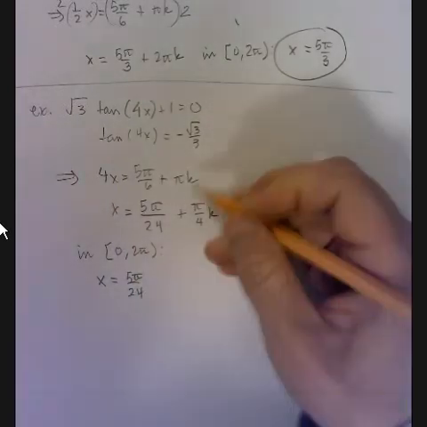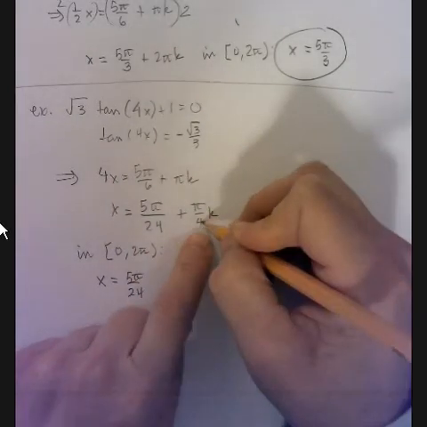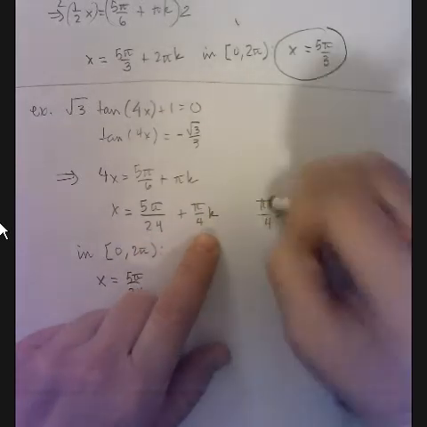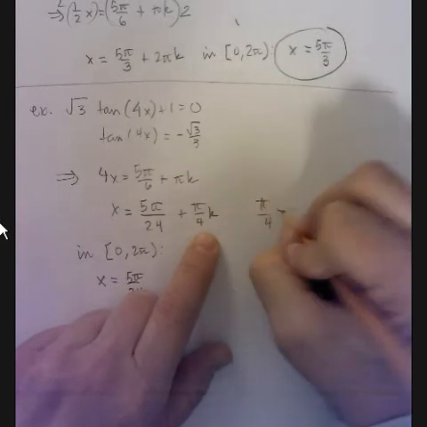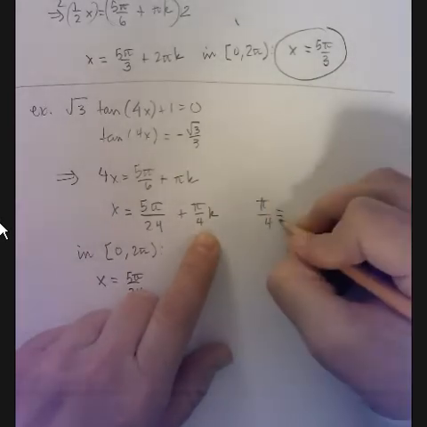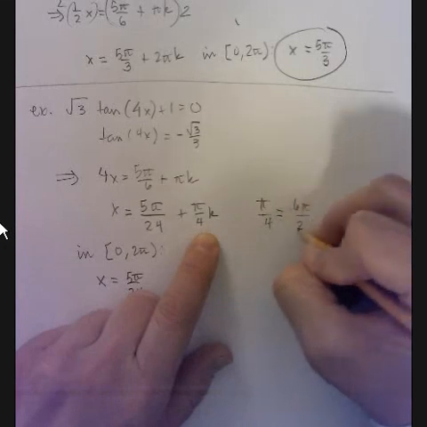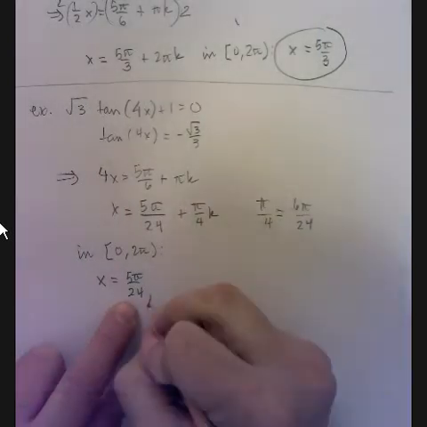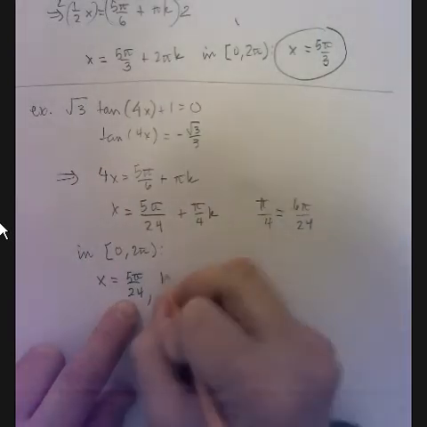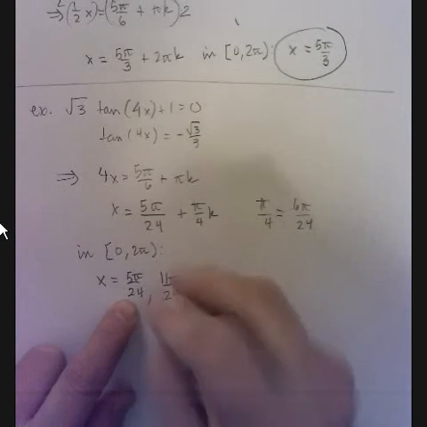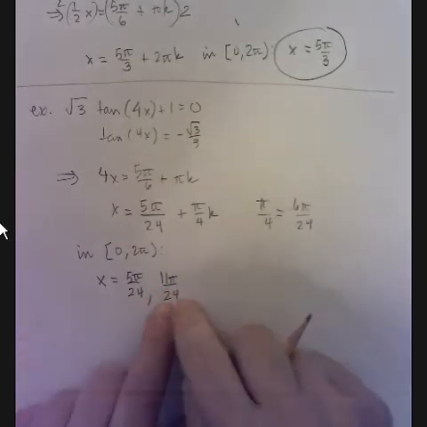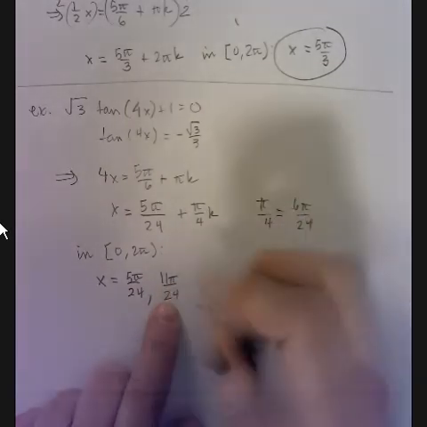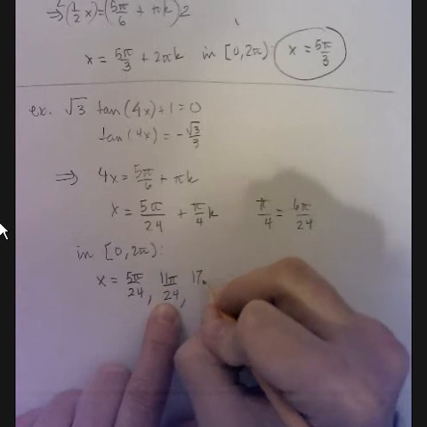And then you keep adding the period. Now these don't have a common denominator, so I would go in the margin here and find a common denominator, which is 24. So I want to take this times 6 over 6. So I get 6 pi over 24. So I'm going to add 6 pi over 24 to 5 pi over 24. And because I have a common denominator, now it's easy. I just get 11 pi over 24, right? 5 plus 6 is 11. Now I just keep adding this to the next solution. So 6 pi over 24 plus 11 pi over 24 is 17 pi over 24.